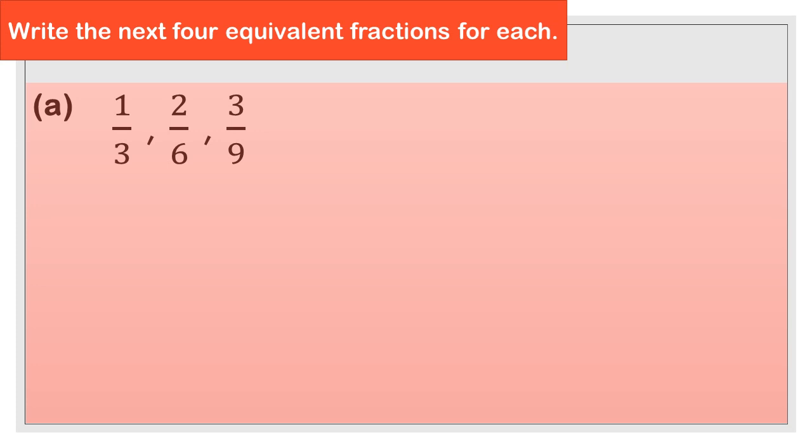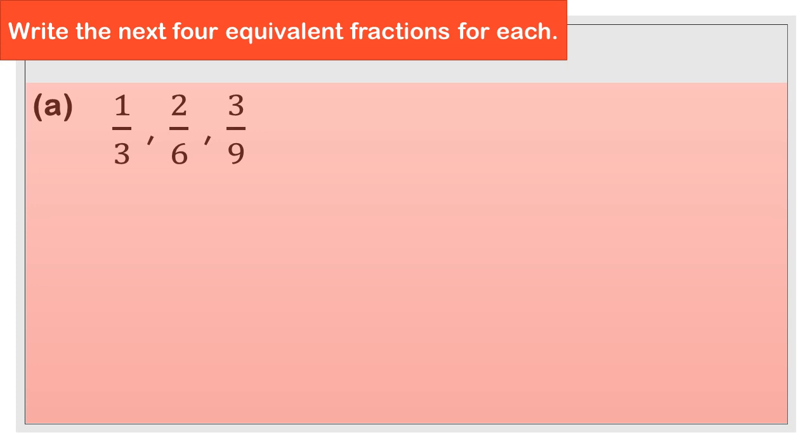Look carefully. What do you see in the numerator? 1, 2, 3. So the next 4 numbers are 4, 5, 6 and 7. That is the multiplication table of 1. Now look in the denominator. We have 3, 6, 9.